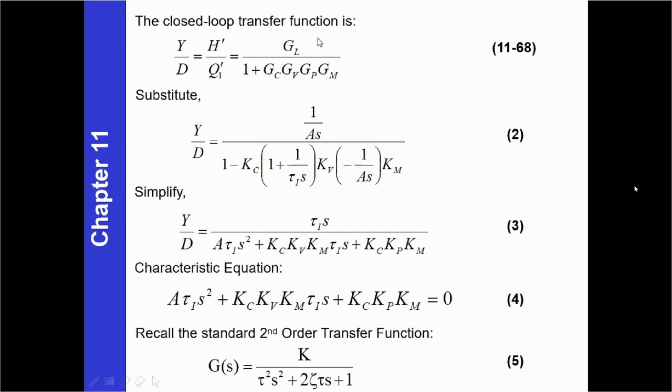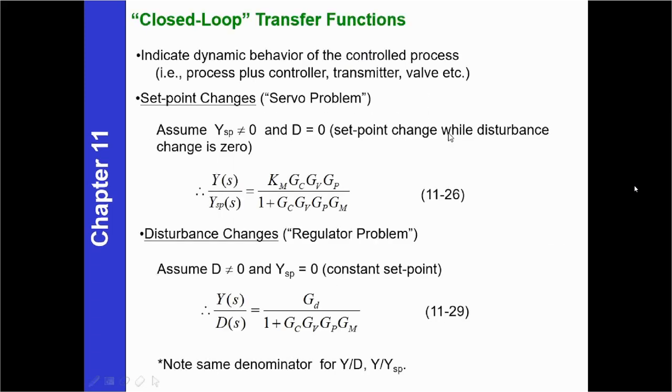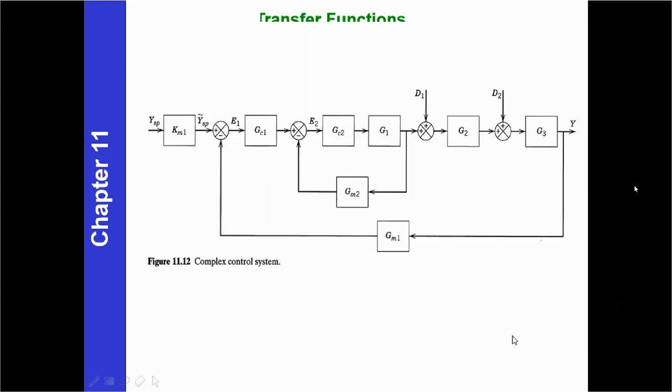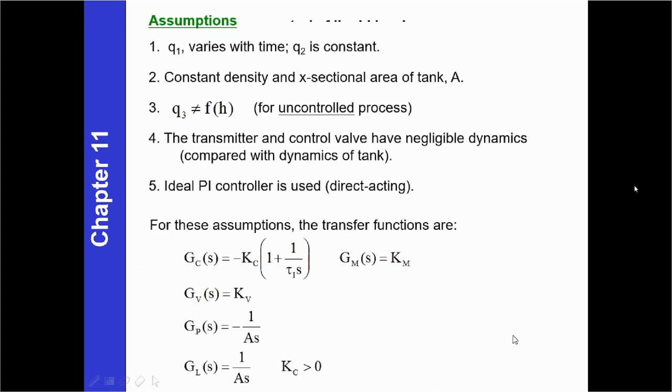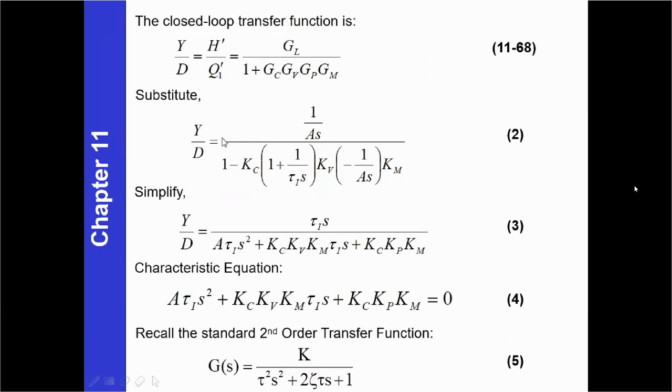In this case, the closed loop transfer function is given by Y over D, equal to h' over Q1', equal to G_L over 1 plus G_c G_v G_p G_m, as we learned previously, equations 11.26 and 11.29. By substituting, Y over D equals (1 over As) over (1 minus K_c times (1 plus 1 over tau_I s) K_v times 1 over As K_m). Simplified, we have Y over D given as tau_I s over A tau_I s squared plus K_c K_v K_m tau_I s plus K_c K_v K_m.